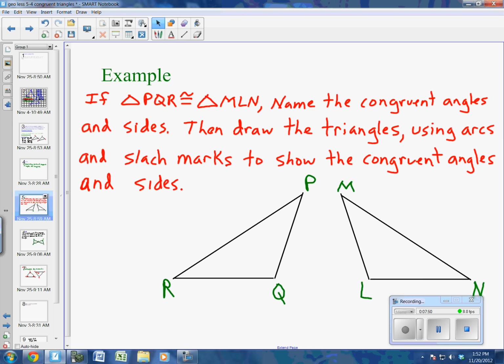Example right here. Everybody's got to look at this one. If, Matt and Trey, listen. If triangle PQR is, actually let's have someone read that. I'm going to have Jessica read that for me. Okay, so are these two triangles congruent? Do they appear to be congruent? Okay, they appear to be congruent, right?